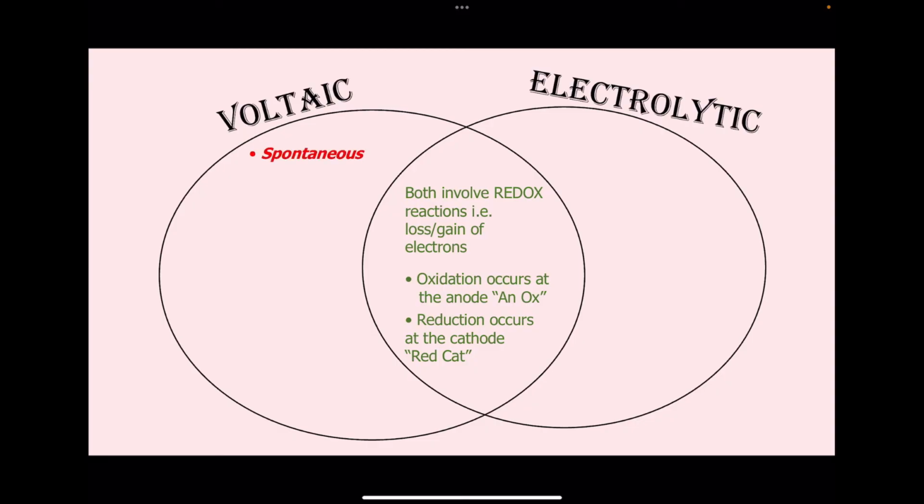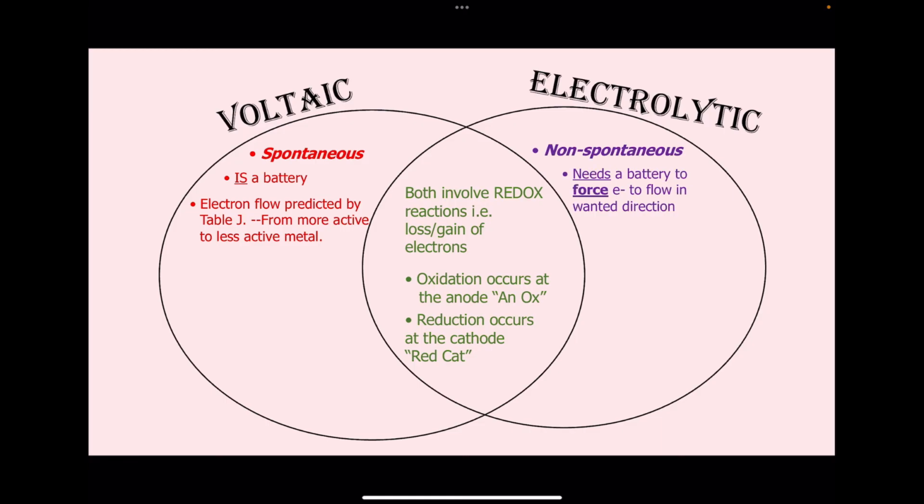In voltaic cell, we have spontaneous reactions. In electrolytic cells, however, they are non-spontaneous reactions, so they need energy to happen. So that's why voltaic cell is the battery, because it's producing electrical energy. Because they are spontaneous, the electrons go from the more active metal to the less active metal. We can always use Table J to figure out which metal is more active.